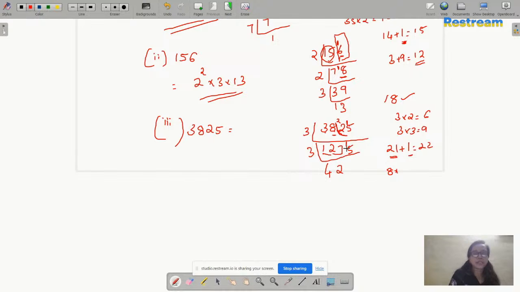6 plus 1 is 7, so 1 you can write here. 3 goes on 15 5 times. Now 4, 25. Again you add it. 4 plus 2 is 6, 6 plus 5 is 11.